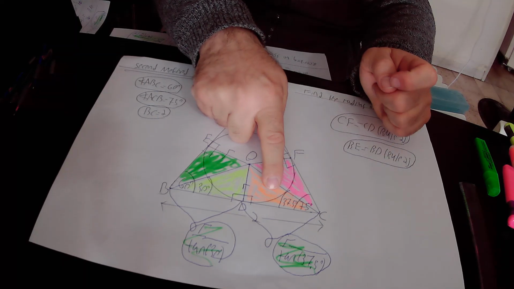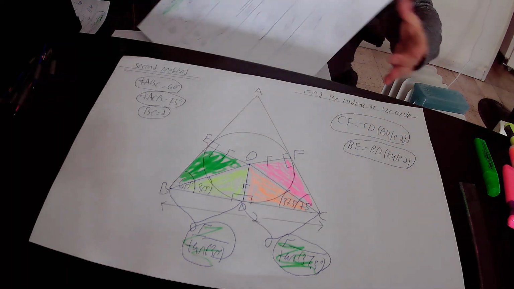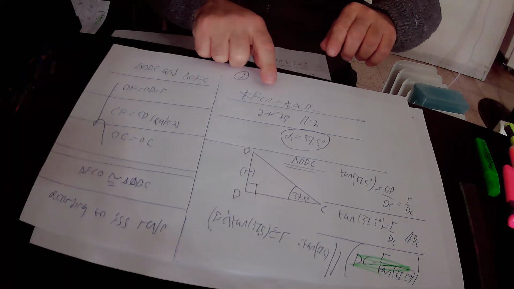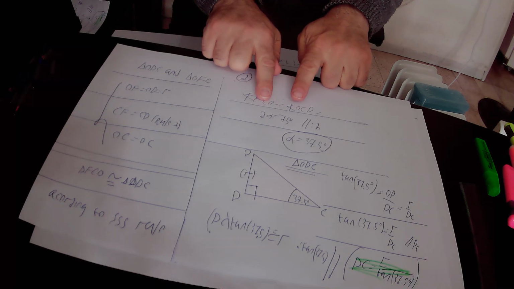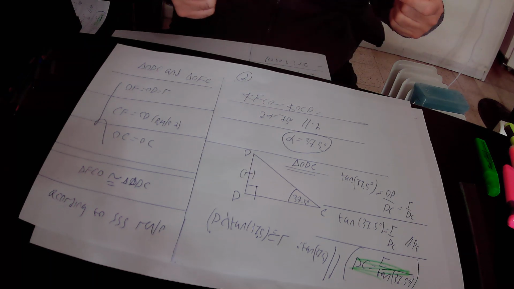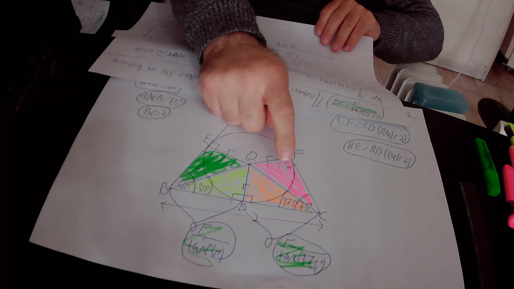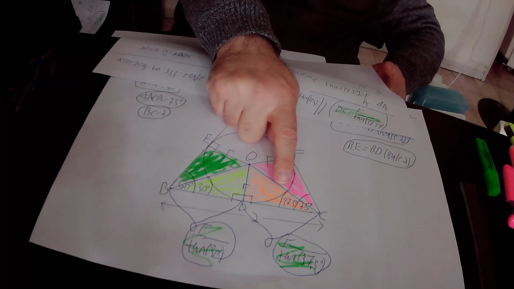So alpha plus alpha equals 75 degrees. Here, 2 alpha equals 75 degrees. We divided this equation by 2 and found that angle alpha equals 75 degrees over 2, which is 37.5 degrees. So this is angle alpha, equal to 37.5 degrees.